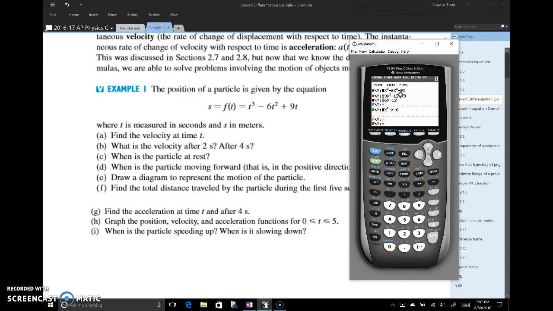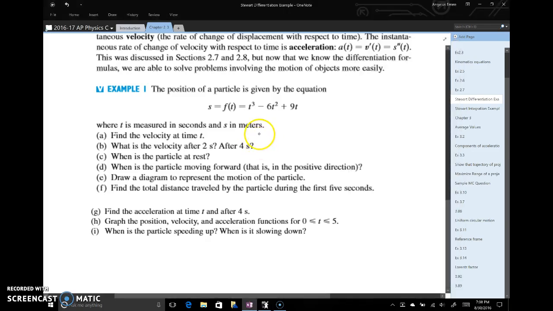And then what is the velocity after 2 seconds? What is the velocity after 4 seconds? So our velocity function is the first derivative, y2. So we'll go back to the home screen, and we can, again, enter 2 seconds, and we can enter 4 seconds. So this tells us some information here. Velocity at 2 seconds was -3.